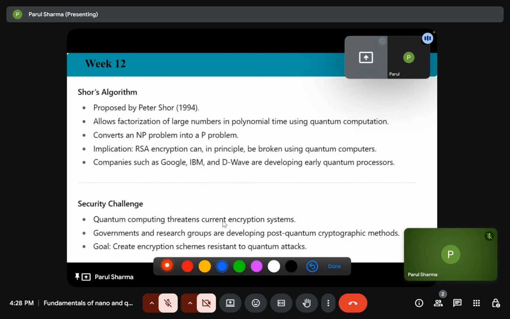RSA encryption can in principle be broken using quantum computers. So companies such as Google, IBM, and D-Wave are developing early quantum processors. So the security challenge is that quantum computing threatens current encryption systems. Governments and research groups are developing post-quantum cryptographic methods, and we want to create encryption schemes that are resistant to quantum attacks.